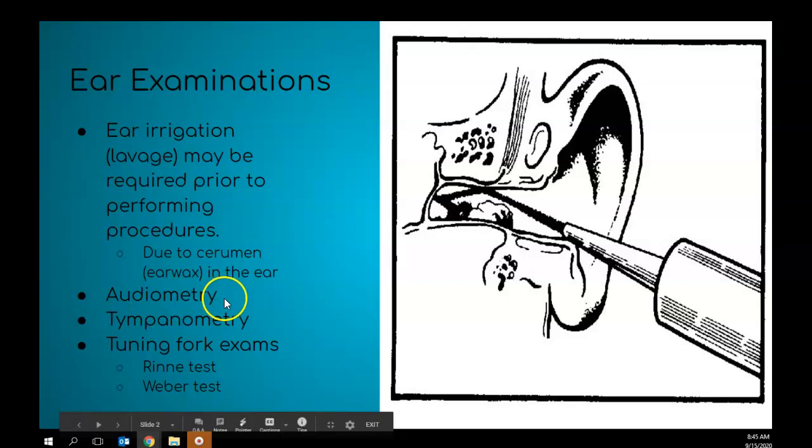And then there's audiometry, which is where they actually test the ability of the ear to hear. Tympanometry, which is where they're testing the eardrum itself. And then tuning fork exams. Now, you need to be familiar with these two types of exams. There's the Rhine test and the Weber test. We will talk more about these today, but be familiar with those terms, Rhine test and Weber test.